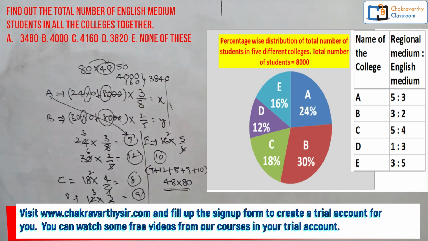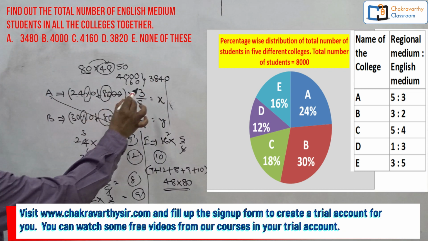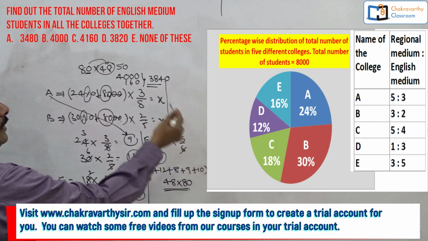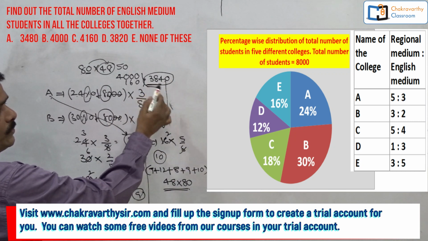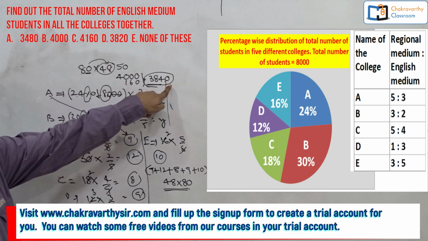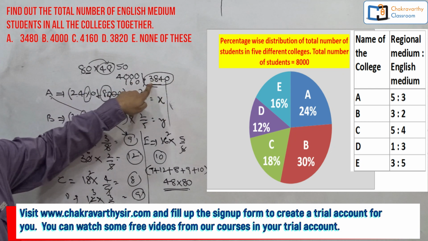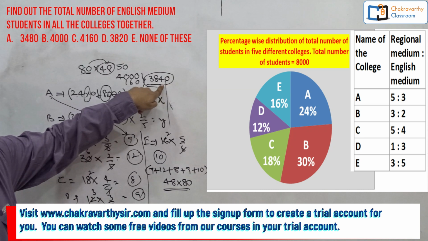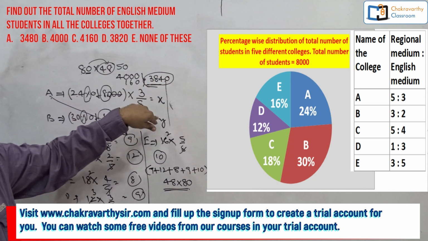3840. You have to do this one in this way. Go for the options. Which option is there? You go for this one. I think in the given options there is no option of 3840. The first option is given as 3480. That's wrong. Don't get confused with the numbers, right?